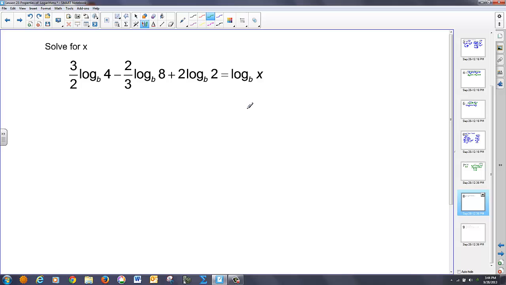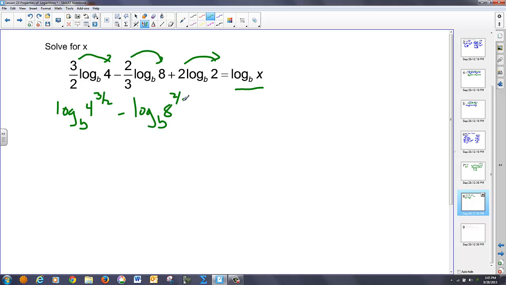So in our last problem, we notice we have an isolated logarithm term on the right side, but several logarithm terms on the left. We're going to need to combine all these in order to say the log base b of one term is equal to the log base b of another. In each of these cases, I'm going to need to bring the multiple up to the power. So this will go to the log base b of 4 to the 3 halves minus log base b of 8 to the 2 thirds plus the log base b of 2 squared.